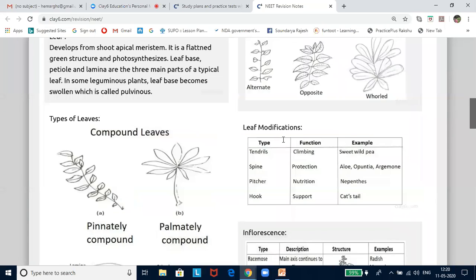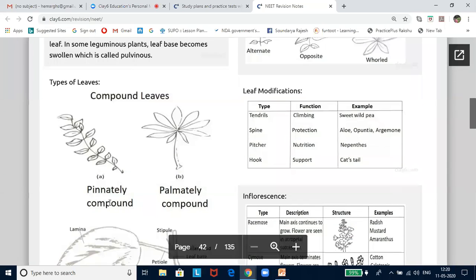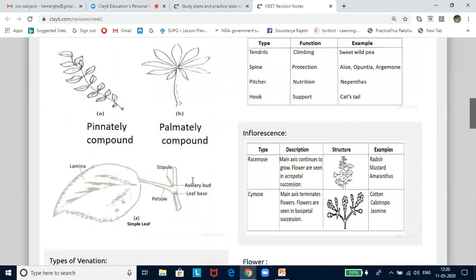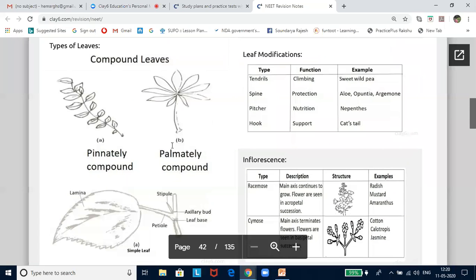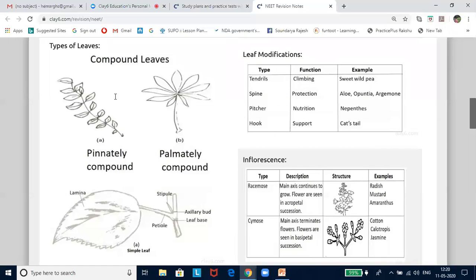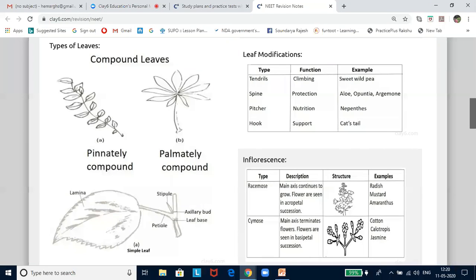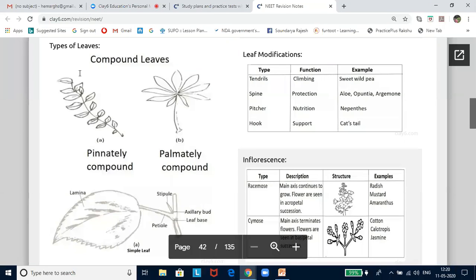Now let us look at types of leaves. Here you have a simple leaf, which I already showed and described. Now the compound leaf. Simple means one leaf coming out from one node. Compound leaf, you might have seen in neem. Each branch has many leaflets coming. When the incisions of the lamina reach up to the midrib, breaking into a number of leaflets, the leaf is called a compound leaf.